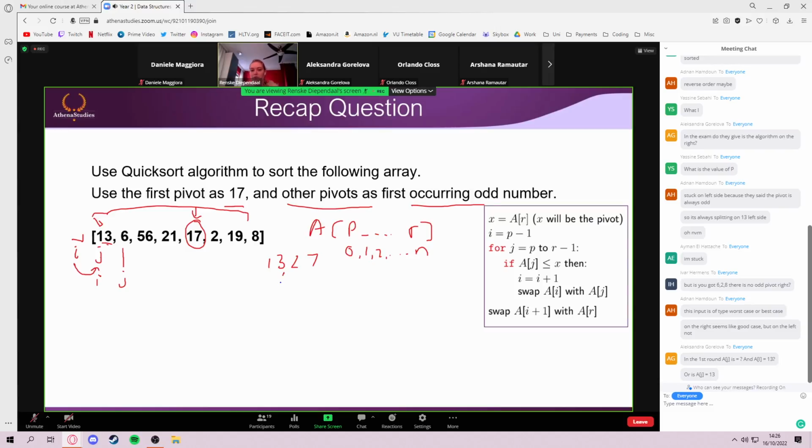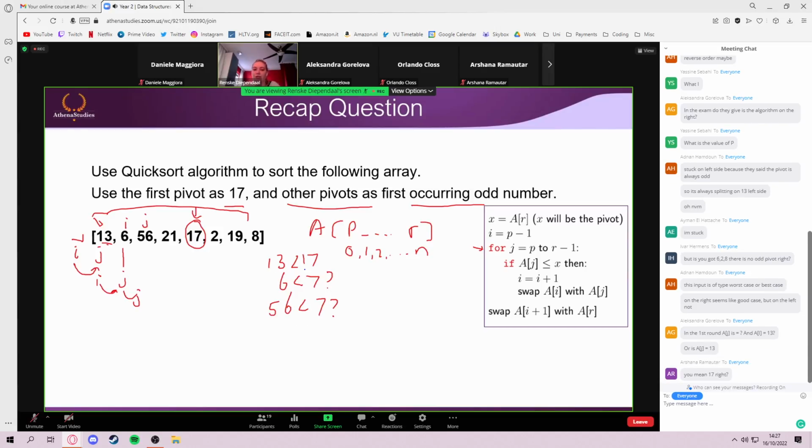We once again make the comparison, so we say 6 is smaller than 7. Does this hold, yes or no? Holds. So what we do is we move i one further, and we swap i and j, sorry, but they both still refer to the 6. So swapping doesn't change anything. So we go back to the for loop and we say, okay, j moves on once more. So now we have that i is equal to 6 and j is equal to 56. So we try to compare 56 with 7. It does not hold.